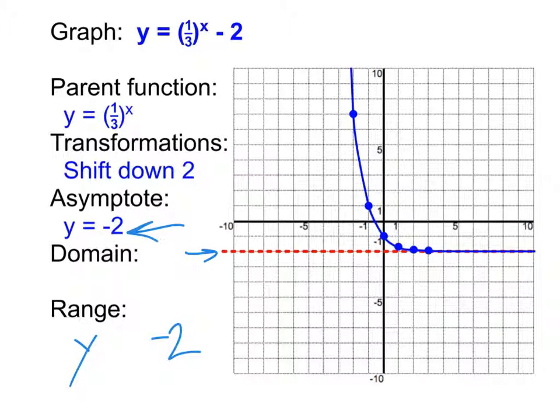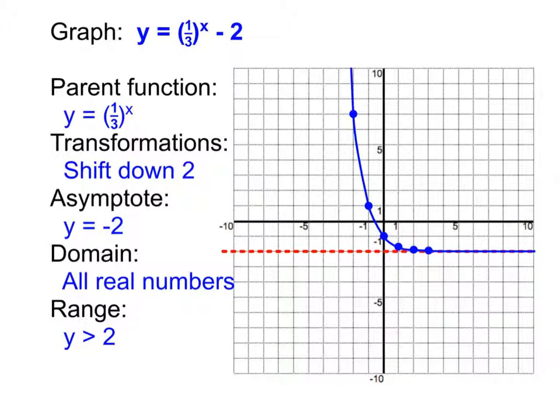It's always the asymptote. Now in this case our graph is above it, so that means greater than, and I mean greater than, not greater than or equal to. Because of course that's the whole point of what asymptote means. It gets close to it, but it never actually will reach -2. Yes, that range should be y is greater than -2.